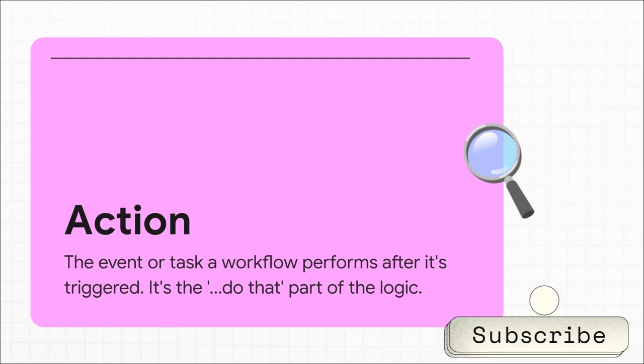And if the trigger is the when, then the action is the what. This is the task you actually want to happen automatically. So if our trigger was that new email, the action might be save its attachment to my Google Drive. It's the "do that" part of the logic.